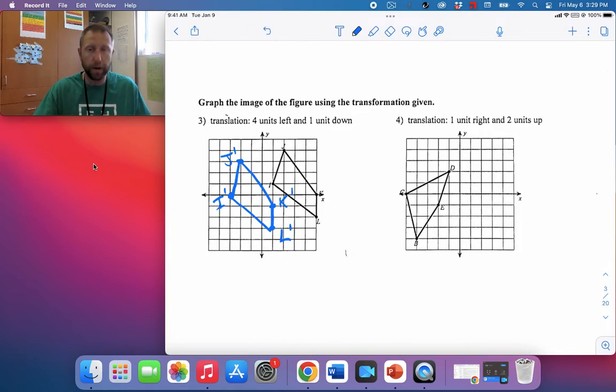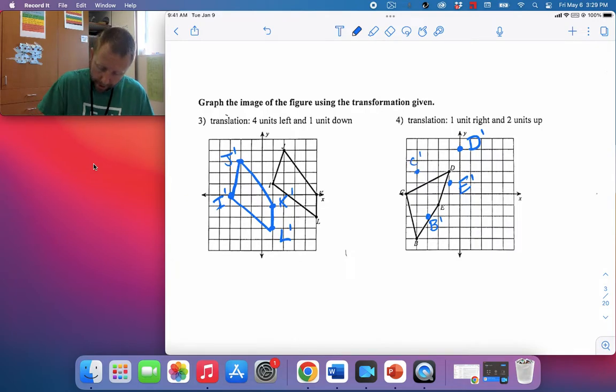So for number 4, let's check your answer now. You should have D prime is right there. E prime is right here. B prime is right there. And the last one is C prime, and it should be right there.